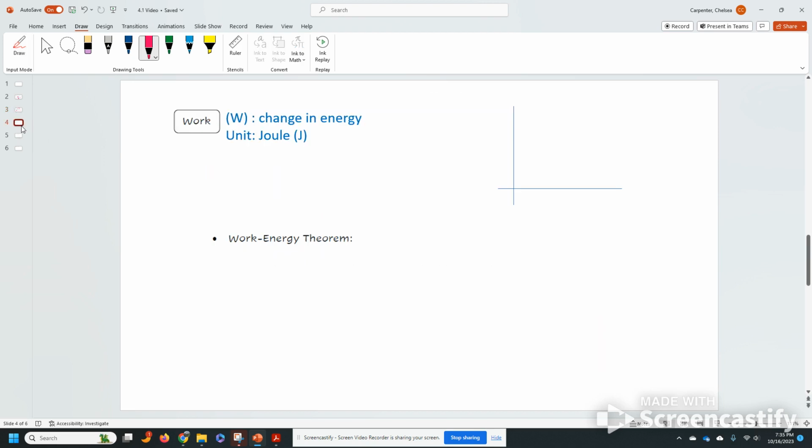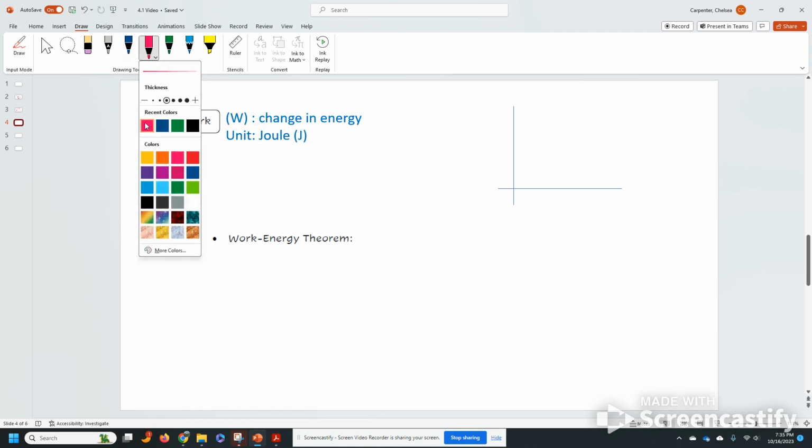Right, a couple more definitions. So the next one is work. I mentioned work earlier. Work is defined as a change in energy. So there's a couple of different ways to think about it, a couple of different equations. The unit is still a joule because we're just talking about energy.